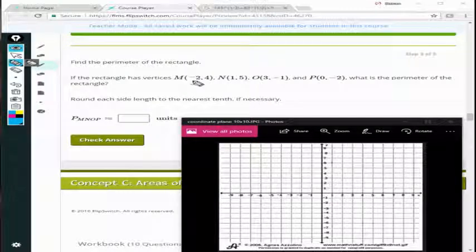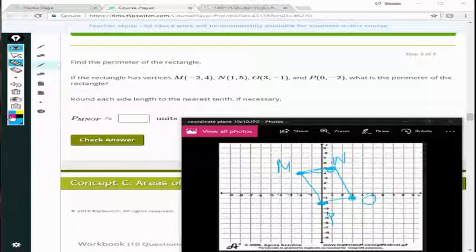Alright, so the rectangle has vertices M at -2, 4, and this is why graph paper is really helpful. N is at 1, 5. O is at 3, -1. And P is at 0, -2. Okay, so here's our rectangle.